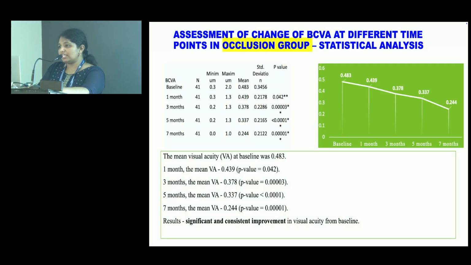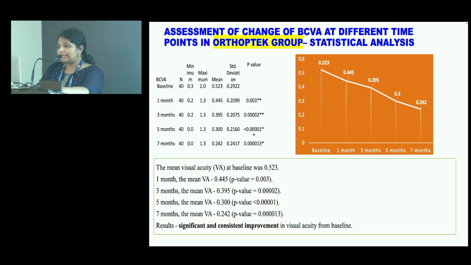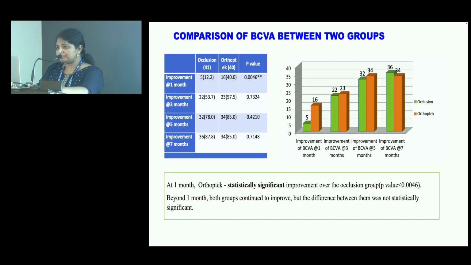Now, assessment of change of the best corrected visual acuity at different time points in the occlusion group showed significant and consistent improvement in visual acuity from baseline, and the orthoptic group also showed significant and consistent improvement in visual acuity from baseline. Comparison of the best corrected visual acuity between both groups showed that at 1 month, the orthoptic group had a statistically significant improvement over the occlusion group. Beyond 1 month, both groups continued to improve, but the difference between them was not statistically significant.